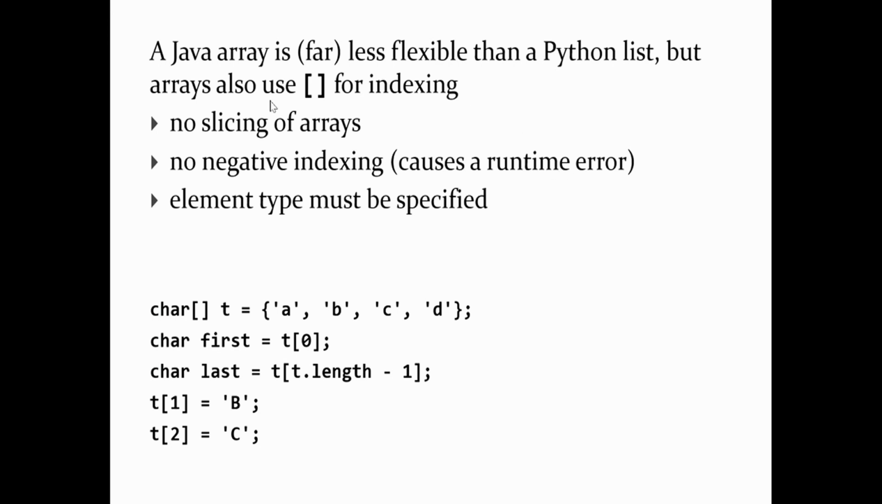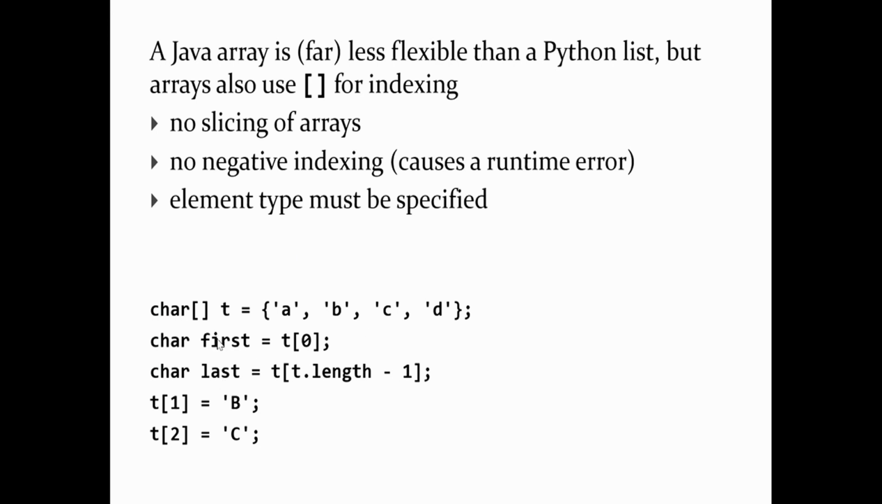Okay, so Java arrays are much less flexible than Python lists, but they also use the square brackets for indexing. So the syntax when you use an array in Java looks a lot like the syntax of using a list in Python. You don't get any slicing, which is inconvenient, right? Because slicing is actually very convenient in Python. You don't get negative indexing in Java. That causes a runtime error. You do get index checking. So if you try to use an index that's not valid for the array, you will get an error at runtime. And unlike Python, you have to specify the element type that goes into the array.